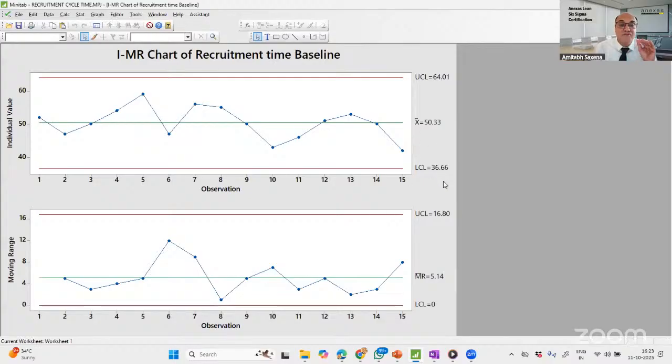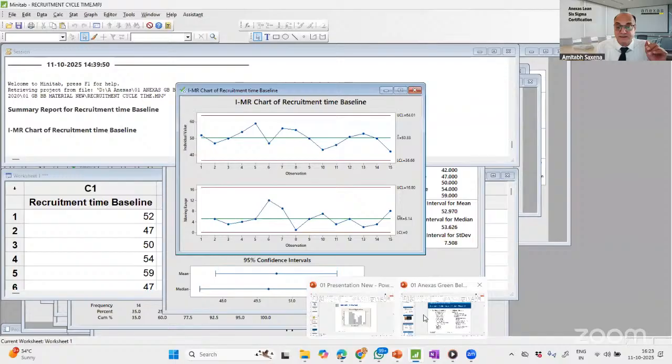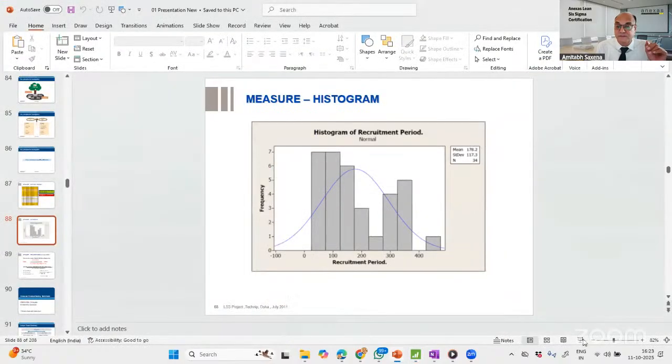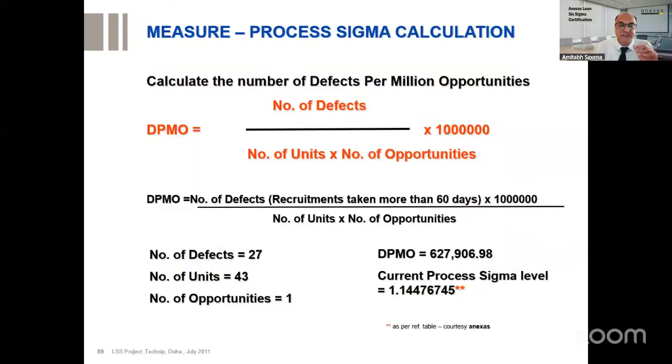In our company, 99% of our recruitments are taking place between 36 days to 64 days, and this is how our behavior is. We would like to reduce it. Okay, let us investigate. How can we reduce it? We also calculate sigma level, which is not in the scope of our discussion in yellow belt, so I'll just skip this part.